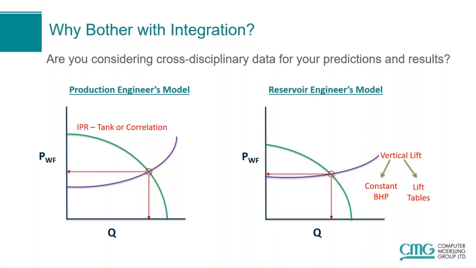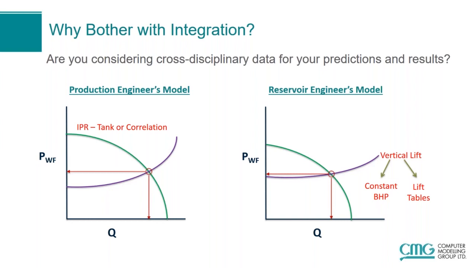On the other hand, there is a reservoir engineer who is doing his reservoir simulation and coming up with a more accurate green line, the IPR line. But he or she might be using a simpler assumption for the purple line, which is the lift curve. They might be using a constant BHP, or they might be using some lift tables that were generated for a specific situation of the life of the reservoir.